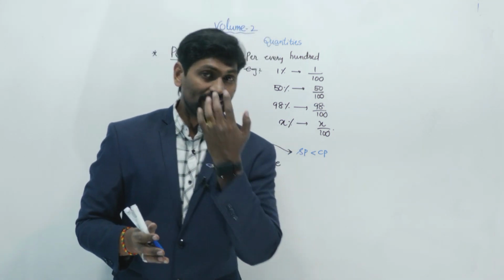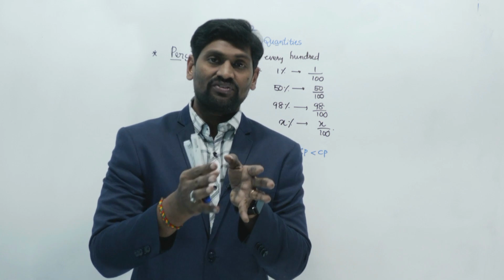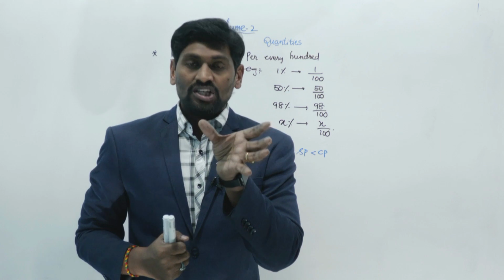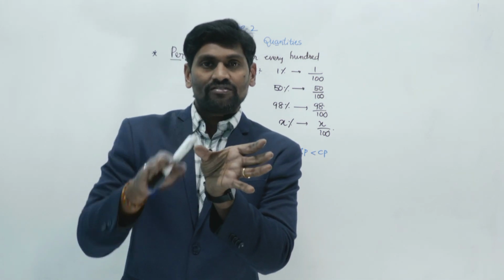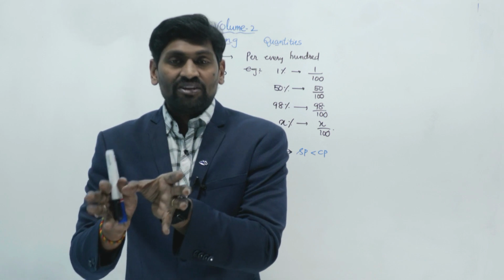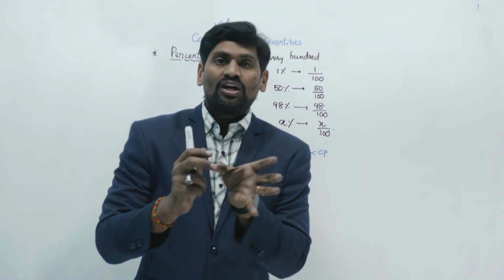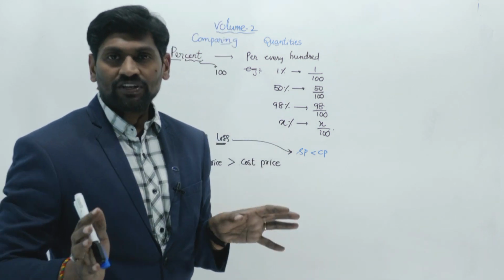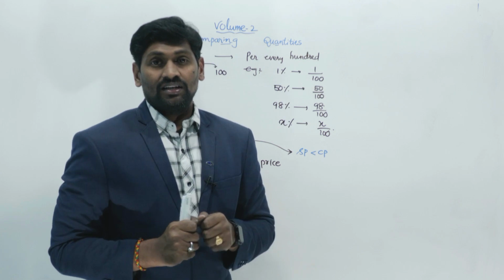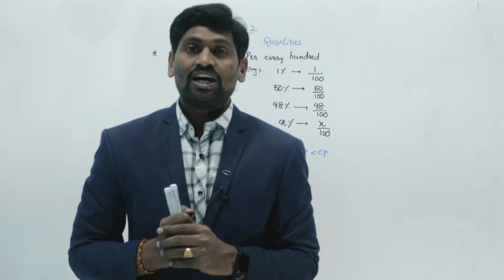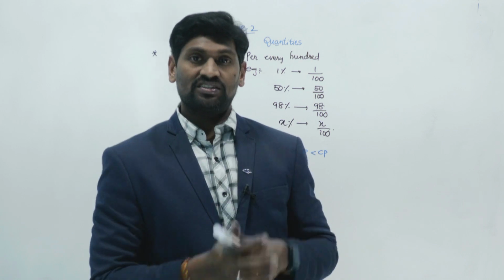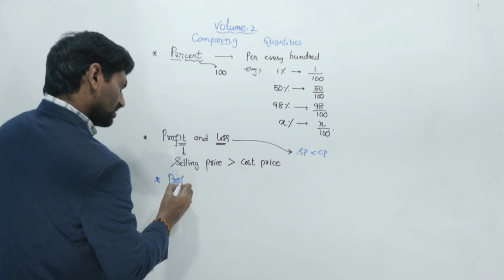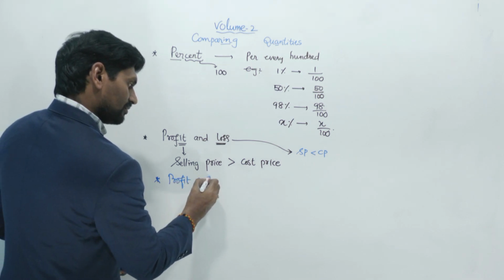So here the basic one is cost price. Based on the cost price, if we sell for more than the cost price, we get profit. Less than the cost price, we get loss. So here cost price will be the basic value. That means to identify whether we are getting profit or loss, we have to check the cost price. So from this you should understand that profit and loss always depend on cost price. Very, very important. Okay, now.